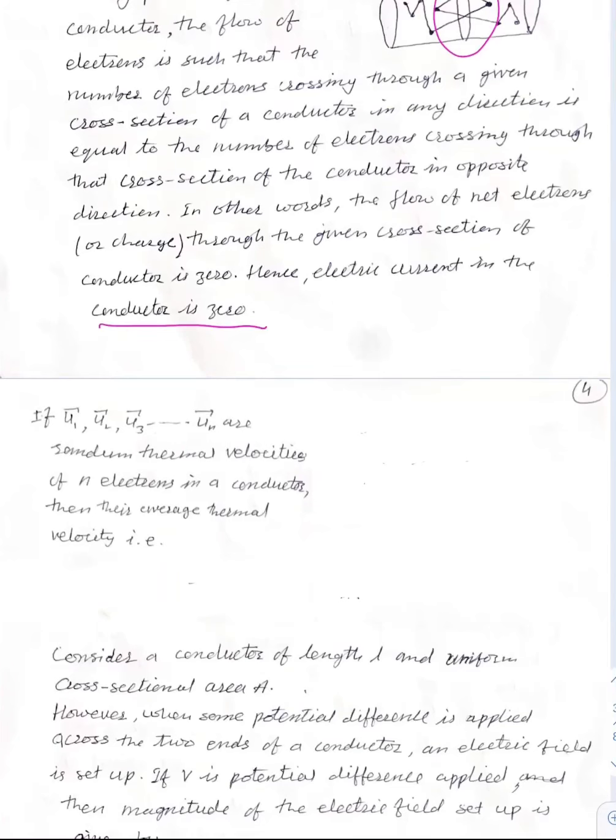If u1, u2, u3, ..., un are the random thermal velocities of n electrons in a conductor, then their average thermal velocity, that is (u1 + u2 + ... + un)/n, is equal to 0. Equation first.